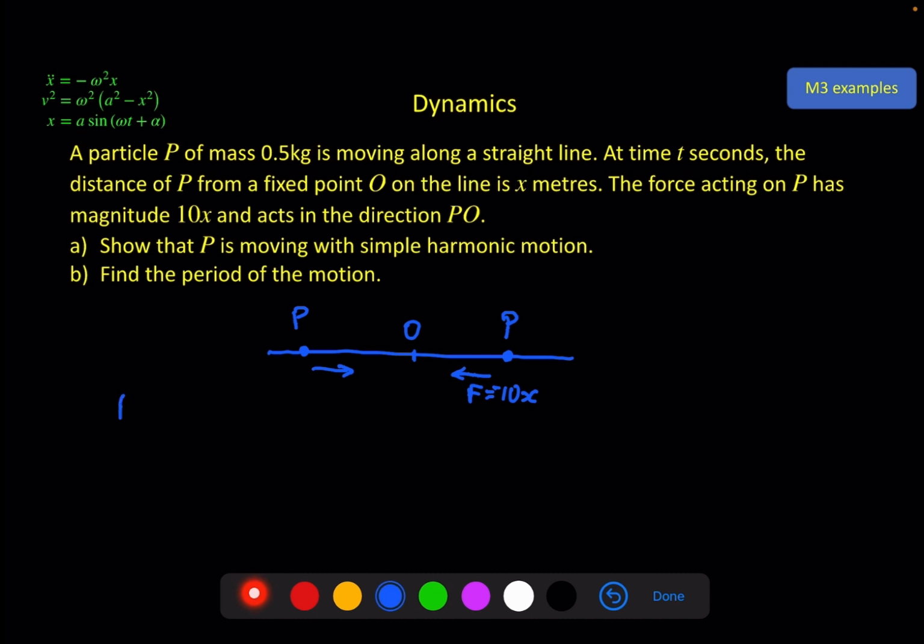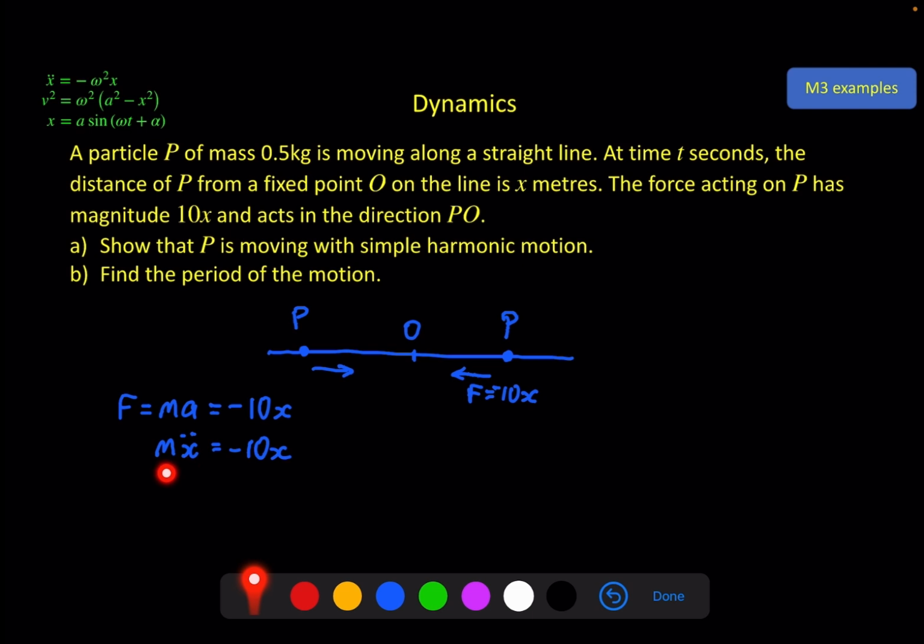We also know that F is equal to ma. Here's one time where I'm using A as acceleration, not amplitude, and that is equal to what we've just said, minus 10x. Now immediately, to try and avoid confusion, I'll change that A into x double dot. So we've got m x double dot is equal to minus 10x, and I think writing it like this makes it very clear for the examiner what I've done.